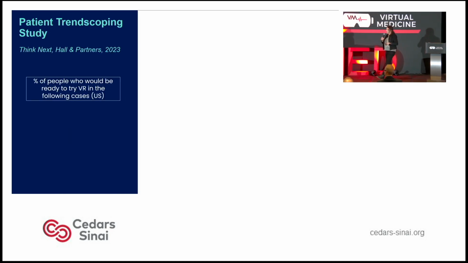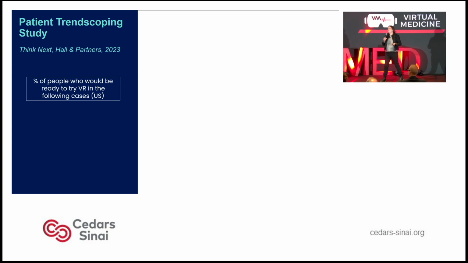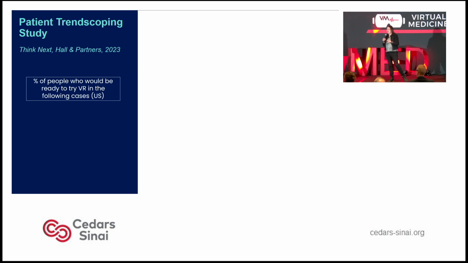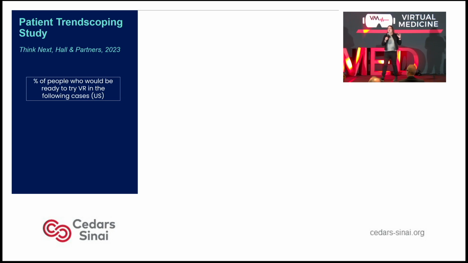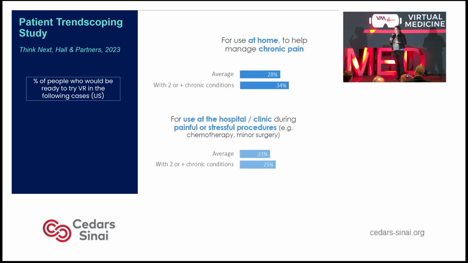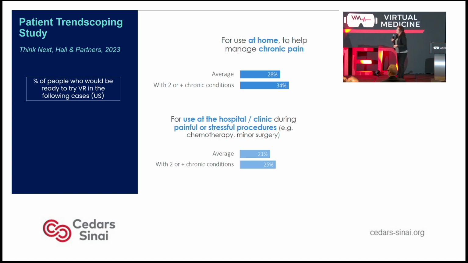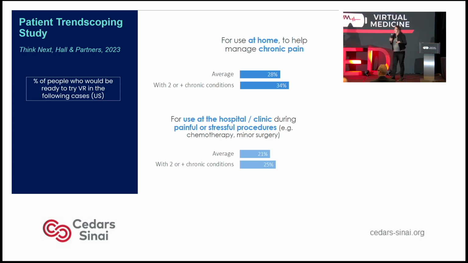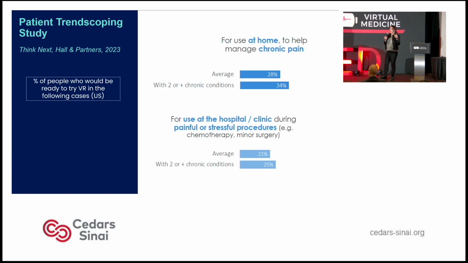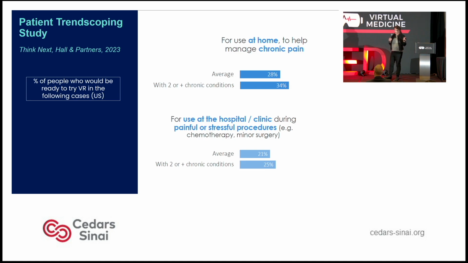But I saw a great talk at the IFRA meeting last month from a group from Think Next and Holland Partners who actually did a really good study of market research about people who want to try VR in various use cases. And so what they found, and this is US data here, is that for use at home, managing chronic pain, on average, about 28% of participants in the study were saying, yes, I'm ready to try this right now. Corollary being that they think it's going to work.